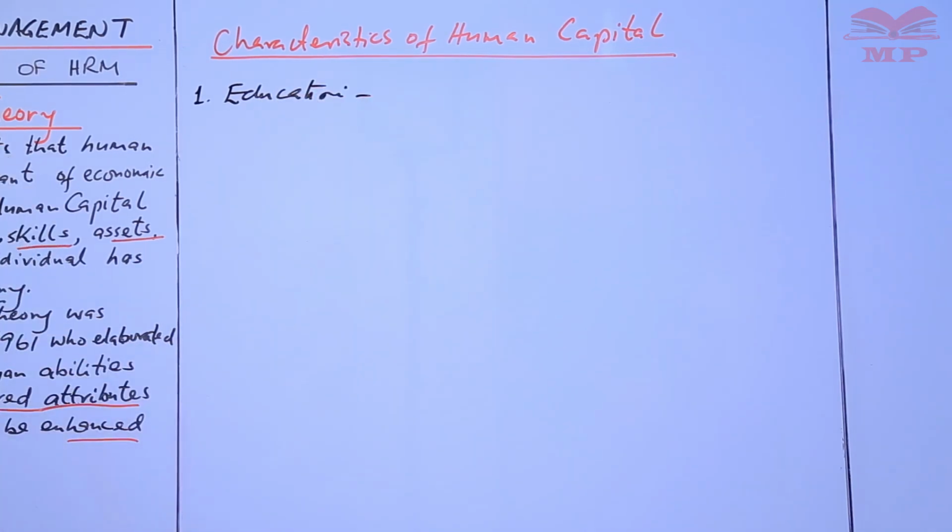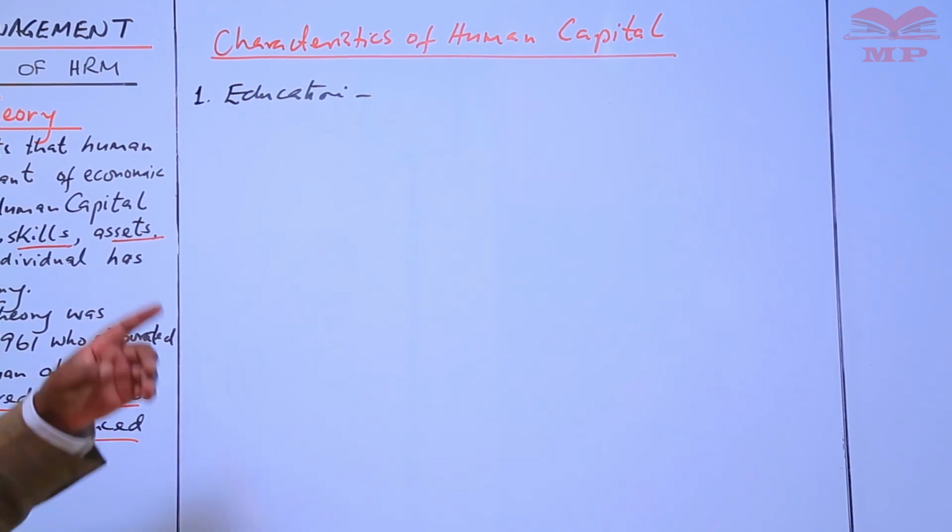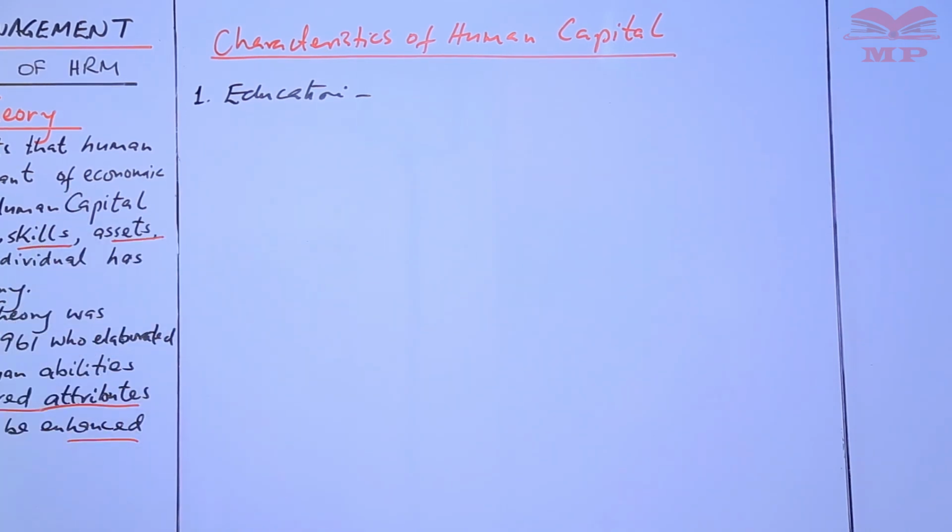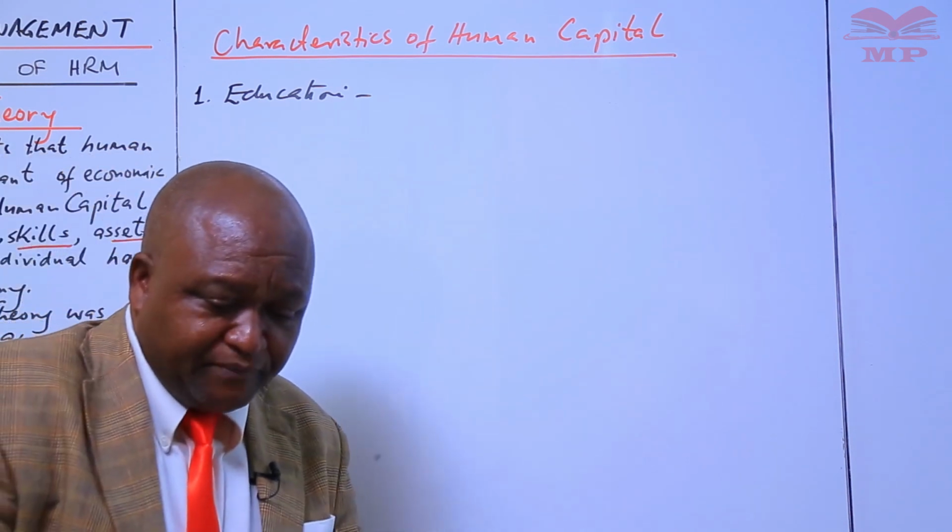Education is a characteristic of human capital. The kind of education, the set of skills, the set of knowledge an individual has acquired through education, could be general knowledge or specific knowledge, but the educational background an individual has is a characteristic of human capital.